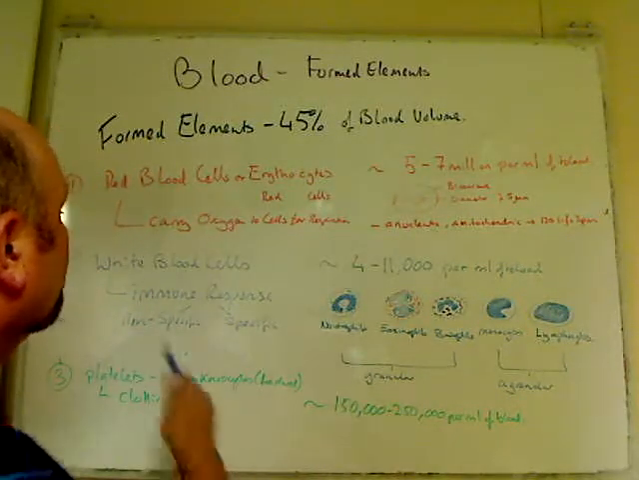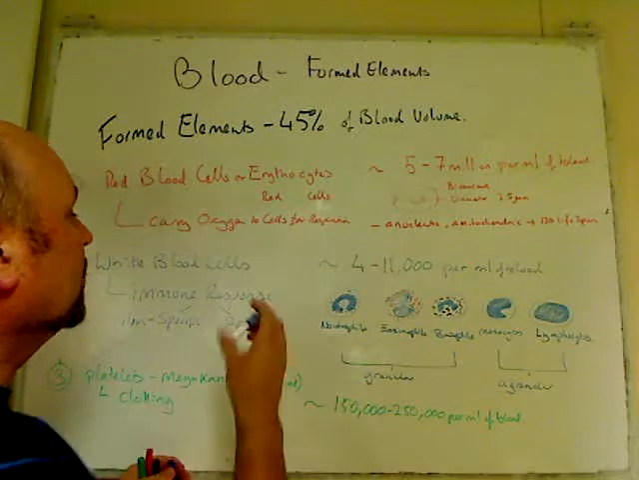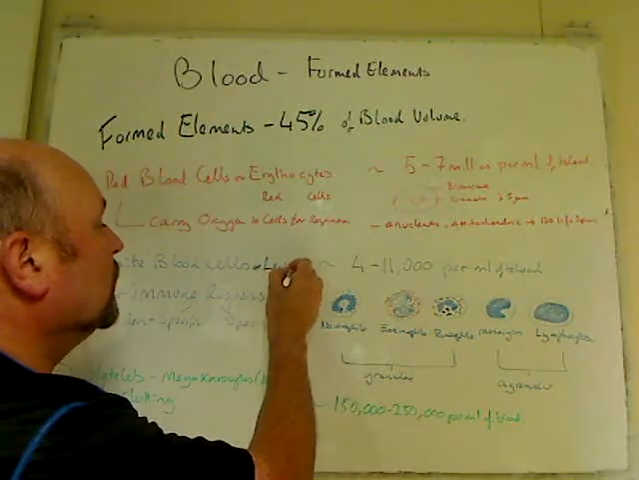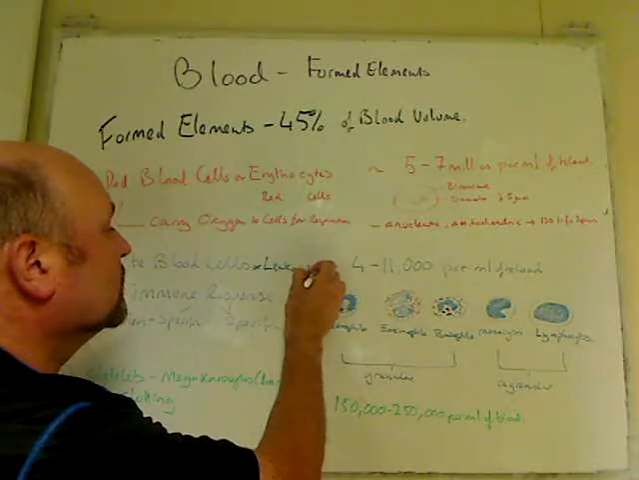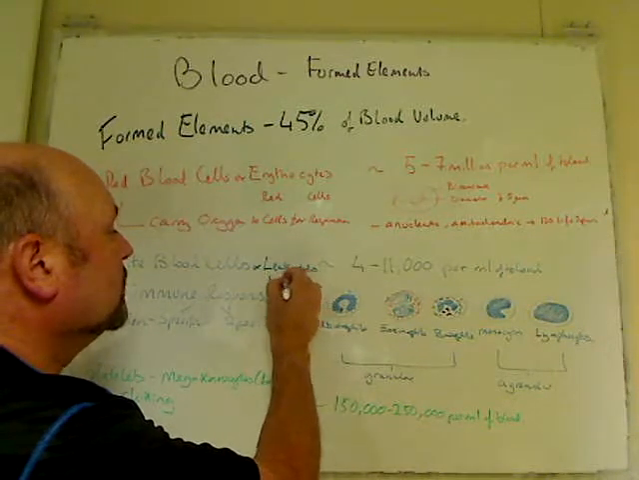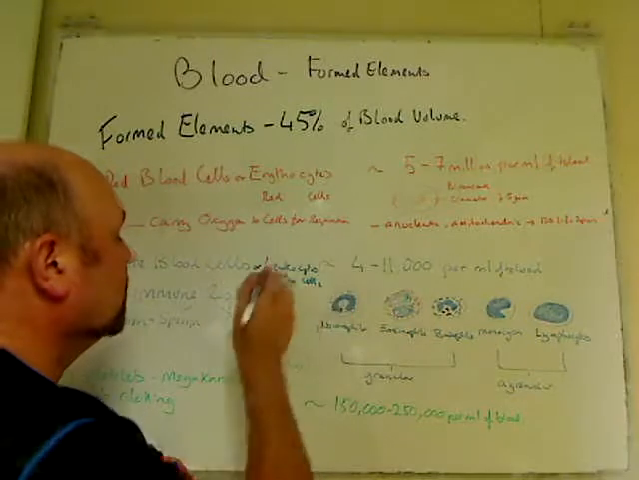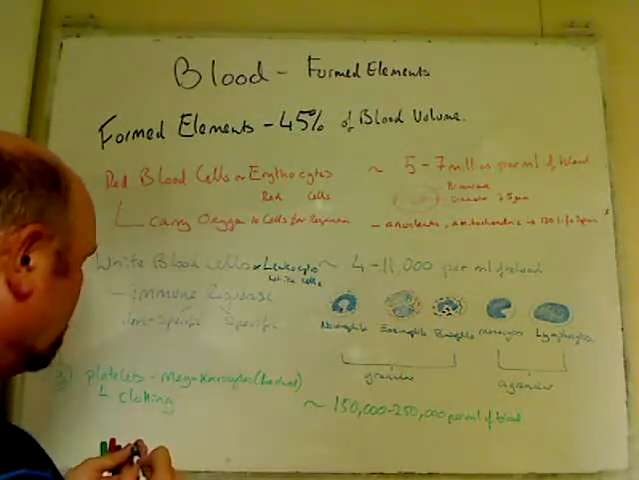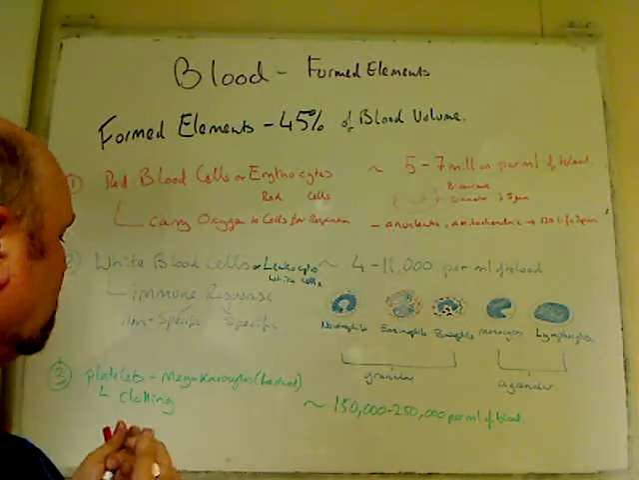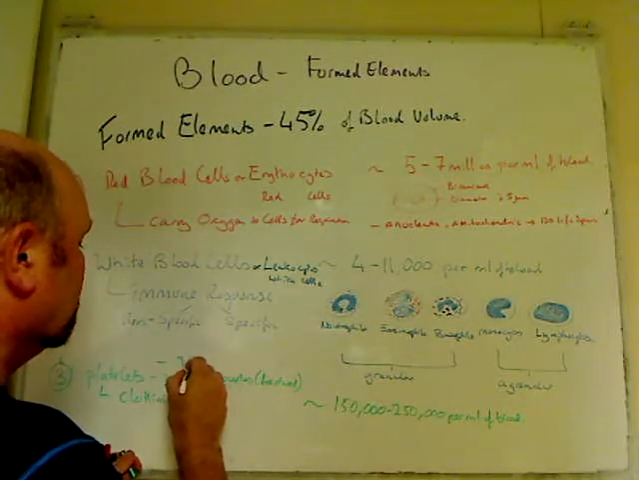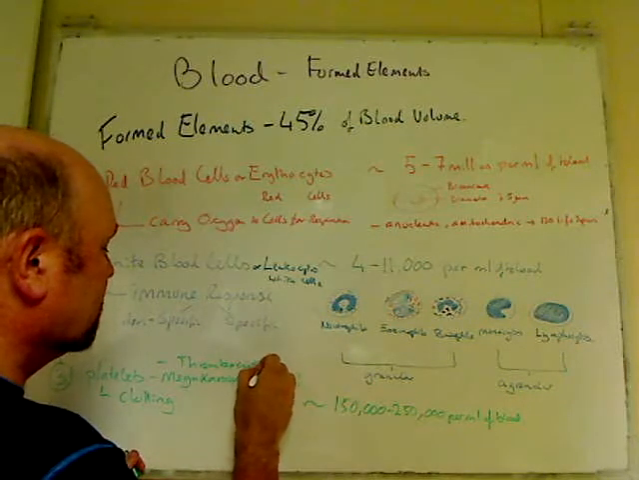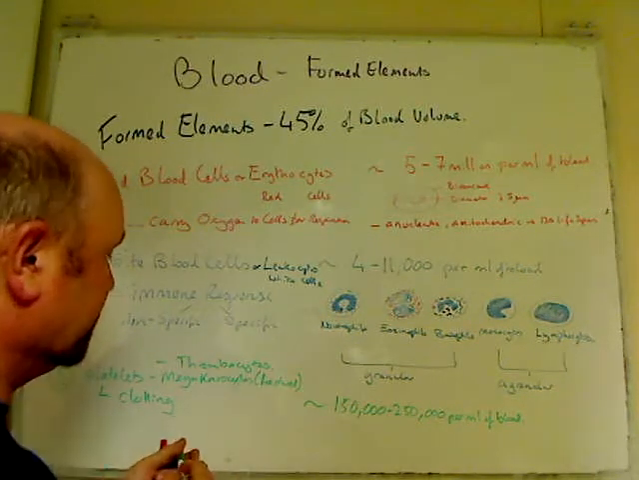and then we have white blood cells, correctly termed leuco, because leuco is white, cytes, so that's white cells. And then we have platelets, which come from megakaryocytes, and they are correctly termed thrombocytes, or clotting cells.